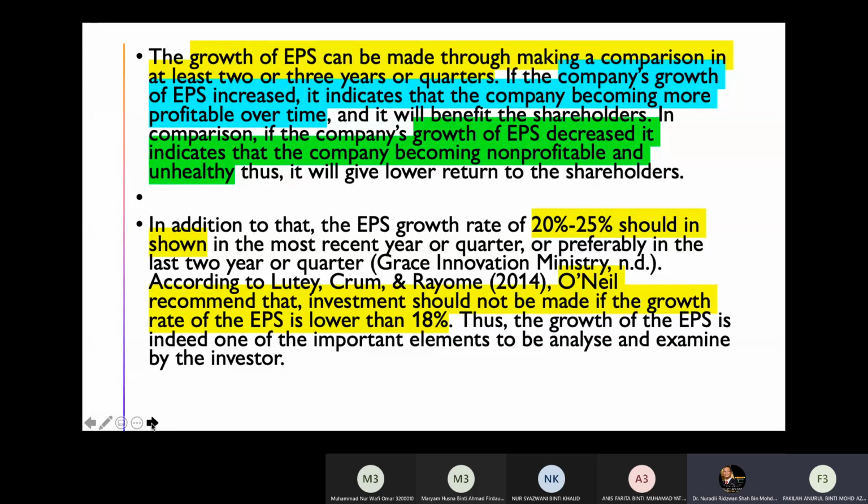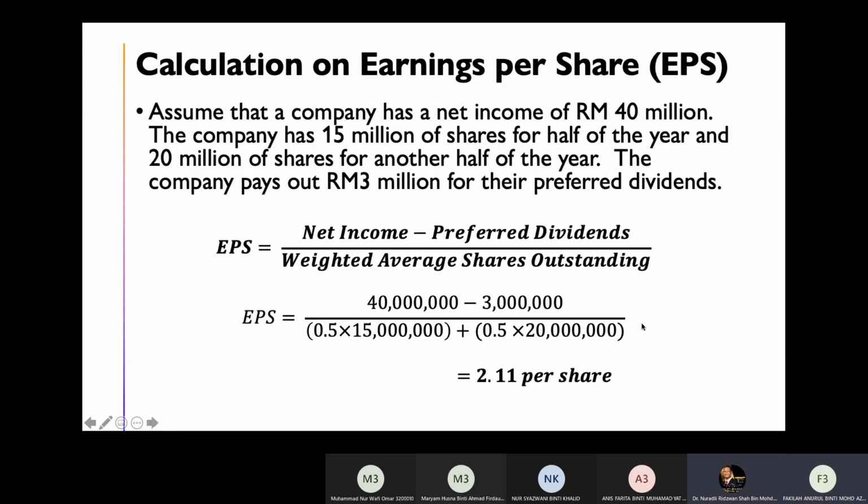Okay, so this is the calculation of earning per share. As an example, assume that the company has a net income of 40 million, and the company has 15 million shares for half of the year and 20 million shares for the other half of the year. The company pays out 3 million for their preferred dividend. So what we have to do is just put all of the figures in the formula.